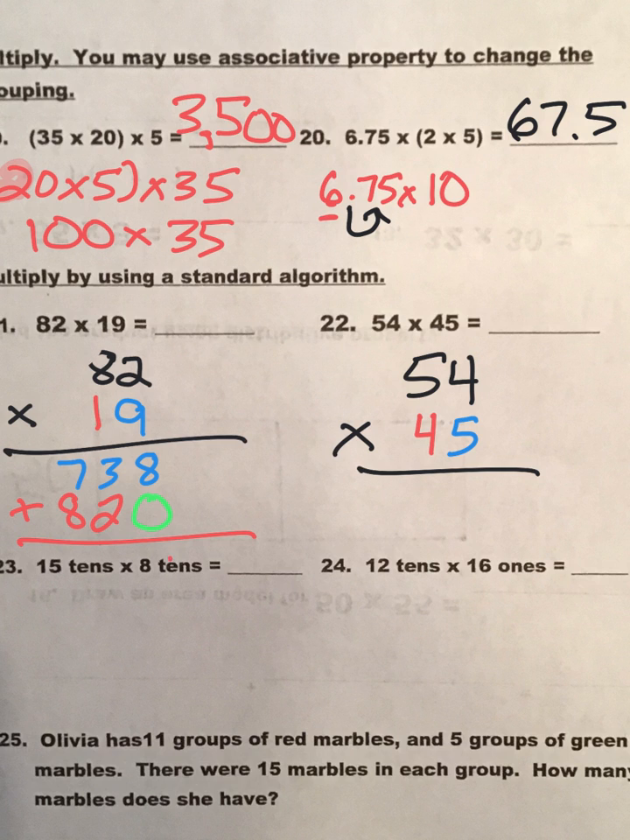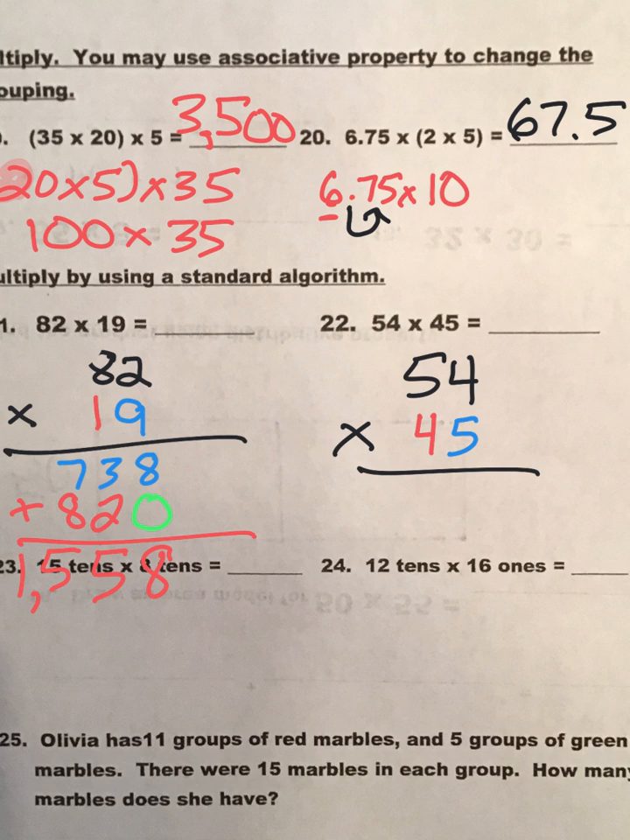8 plus 0 is 8, 3 plus 2 is 5, 7 plus 8 is 15, making that answer 1,558. Going right on to the next one, we would start out with multiplying each digit on top by 5.